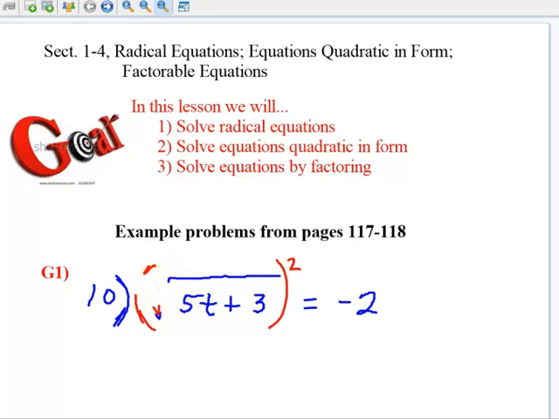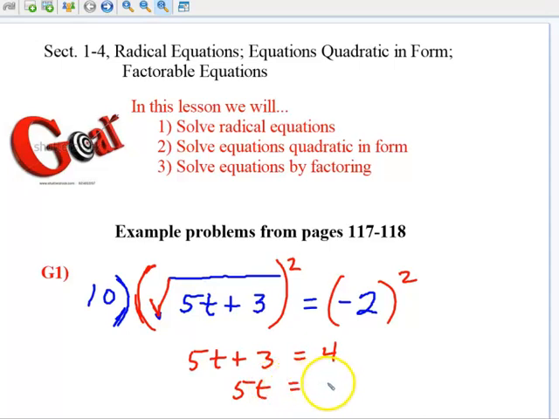So let's see what we get when we raise both sides of this equation to the second. We get 5t plus 3, and we get positive 4 on the right. Okay, so now we're back to basics of solving for t. So we're going to subtract 3 from both sides, divide by 5 on both sides. And this is very important.